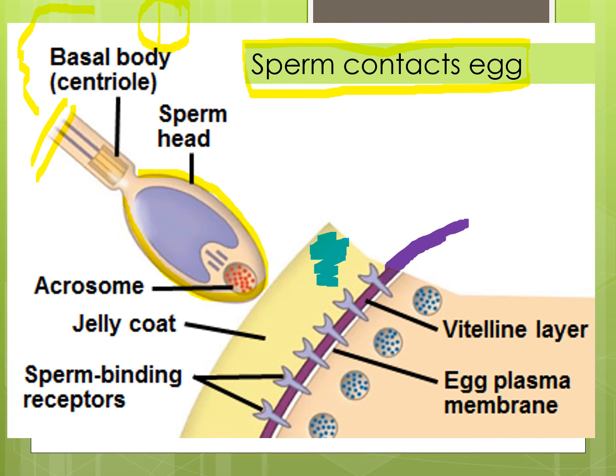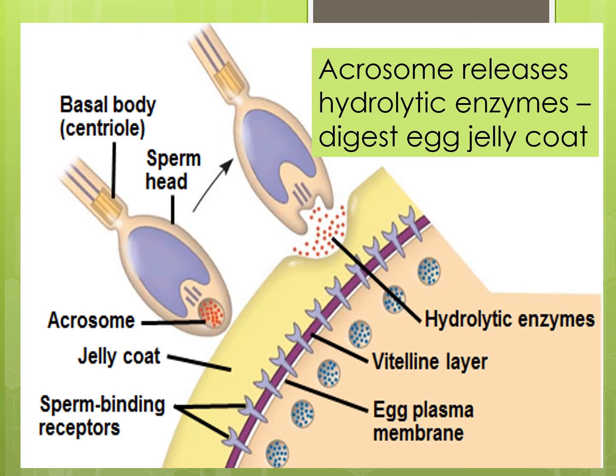Under the vitelline layer we have granules which contain calcium ions, and attached to the plasma membrane, or the cell membrane, of your egg cell are sperm binding receptors. So still in the acrosomal reaction, after the sperm contacts the egg, we see that your acrosome releases your hydrolytic enzymes.